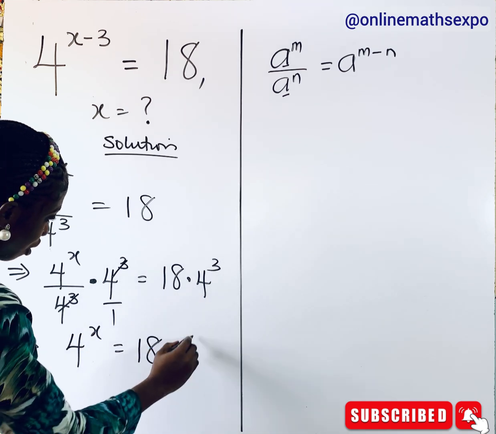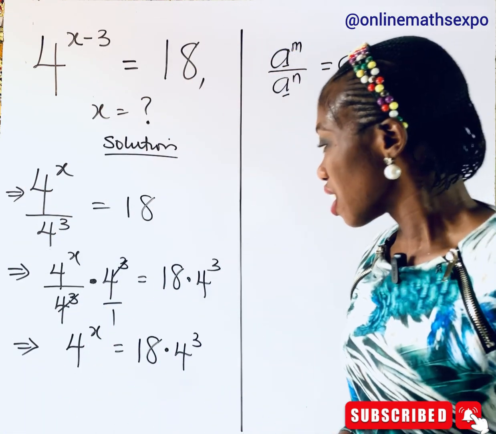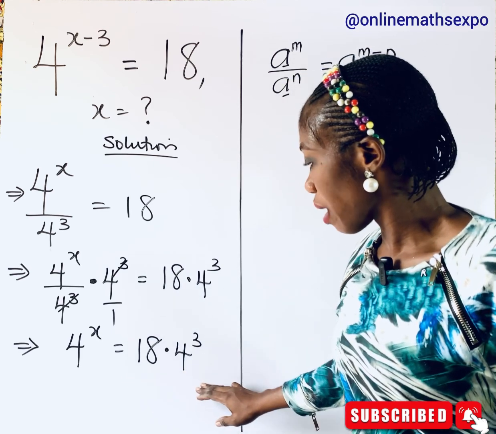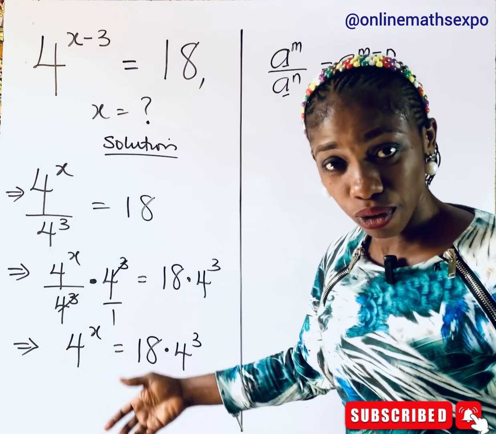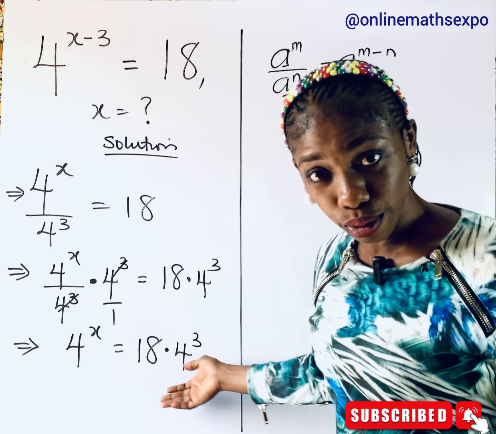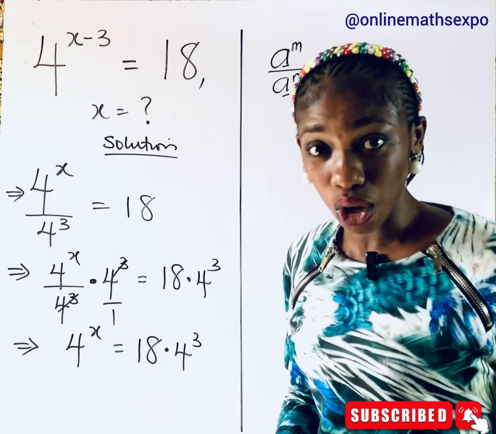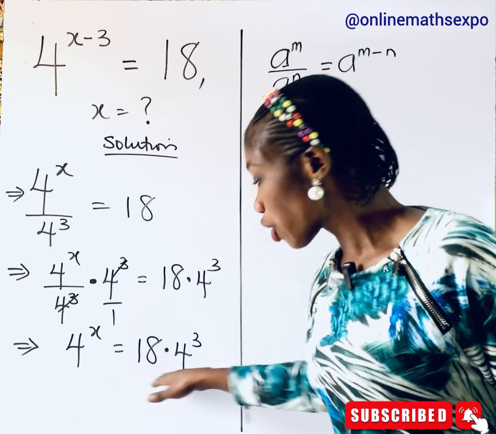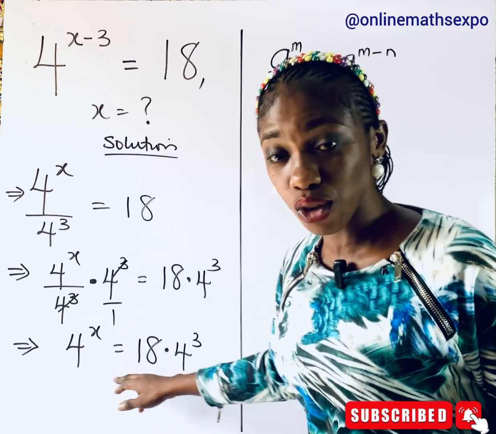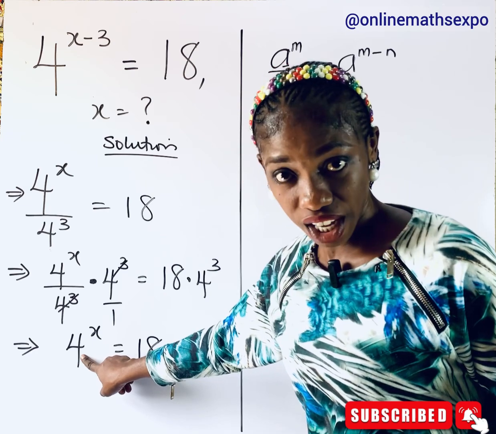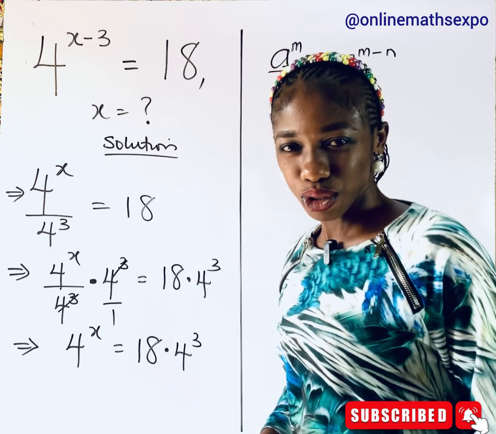18 is multiplying 4 to the power of 3. Now, at this point, you need to ask yourself a question. Is there a possibility of expressing this number in the same base as 4? Even if it can't go in base 4, can we take it to be in base 2? If your answer is no, it means at this point you need to introduce your logarithm. Because we cannot express this in base 4, neither can we express it in base 2, because that's the only common base that 4 can share. So since we cannot express it in either base 2 or 4, we are going to introduce logarithm.